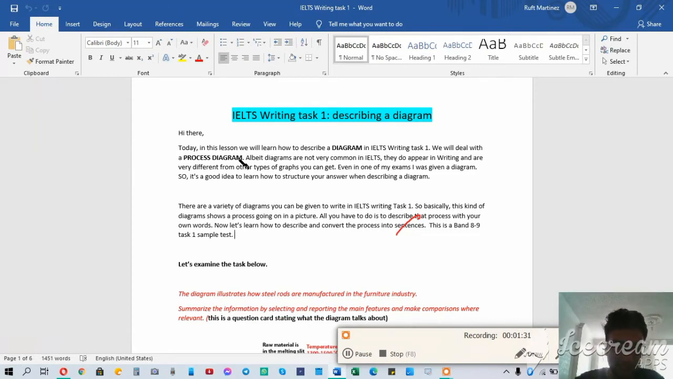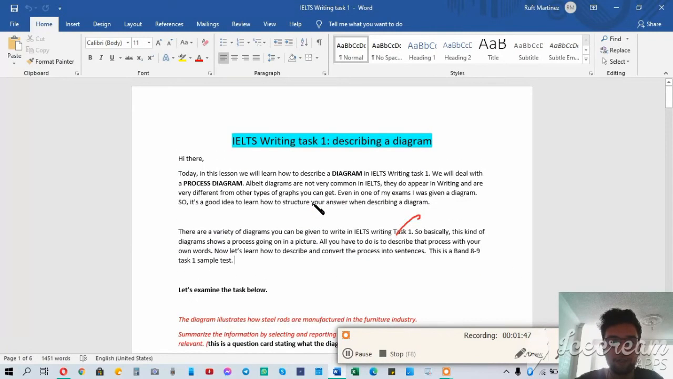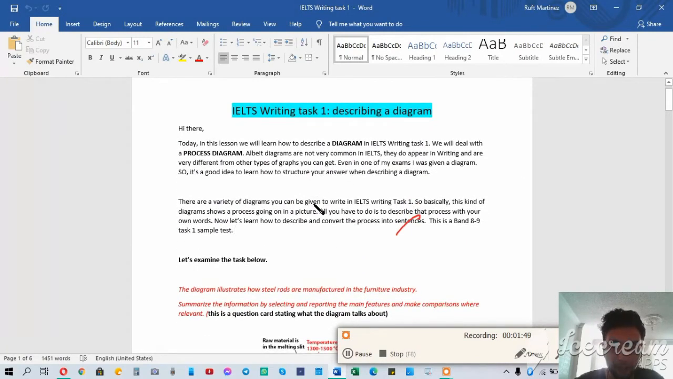There are many kinds of diagrams that you can be given in IELTS Writing Task 1. Basically, this kind of diagram shows a process going on in a picture, just like here. What you have to do is define the process and describe it with your own words. Now let's learn how to describe and convert the process into sentences.